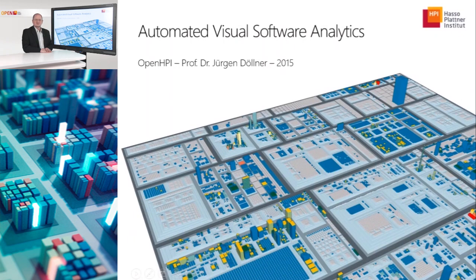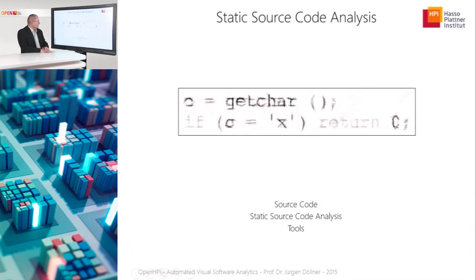Welcome to Automated Visual Software Analytics. This part is about static source code analysis. We will have a look at the specific characteristics of source code with respect to source code analysis. We will also define and see how source code analysis works. And finally, we will have a look at some tools in that area.